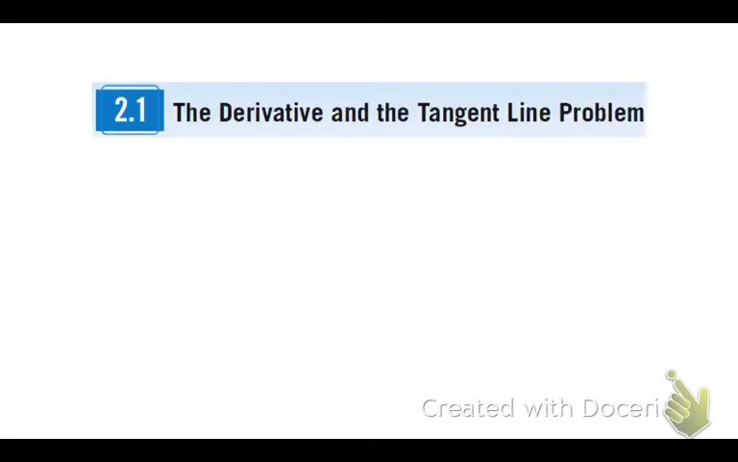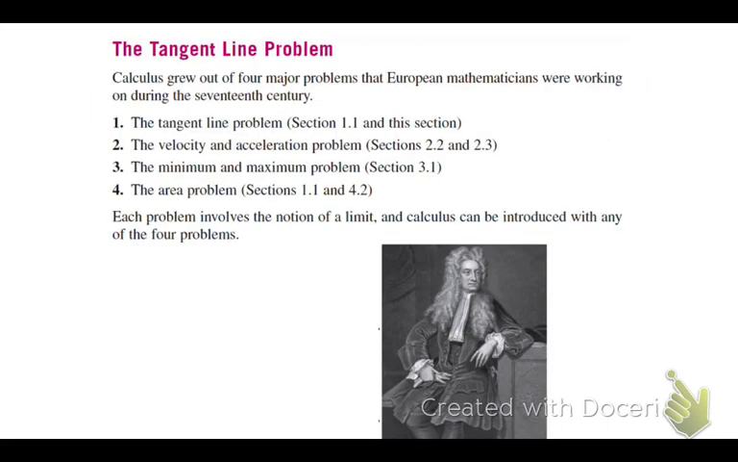Okay, so 2.1, the derivative and the tangent line problem. Calculus grew out of four major problems that European mathematicians were working on during the 17th century: the tangent line problem, the velocity and acceleration problem, the minimum and maximum problem, and the area problem.